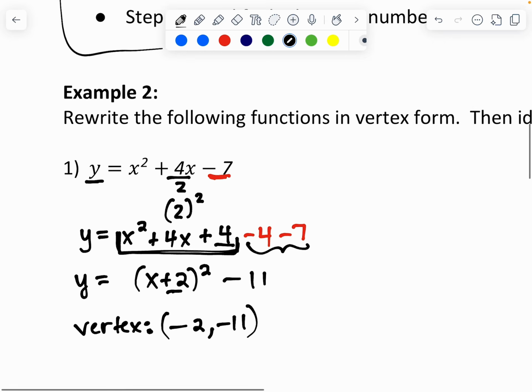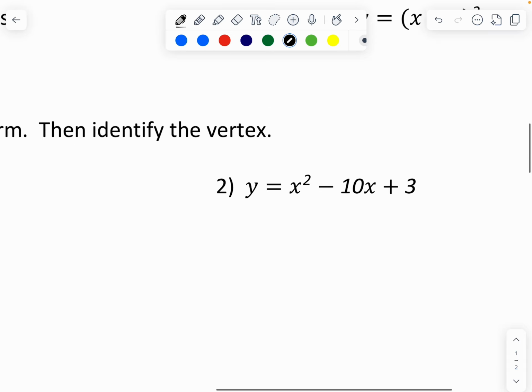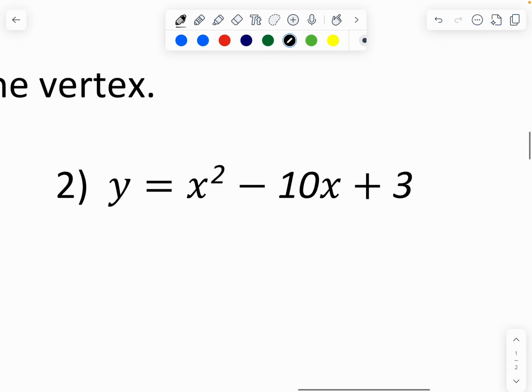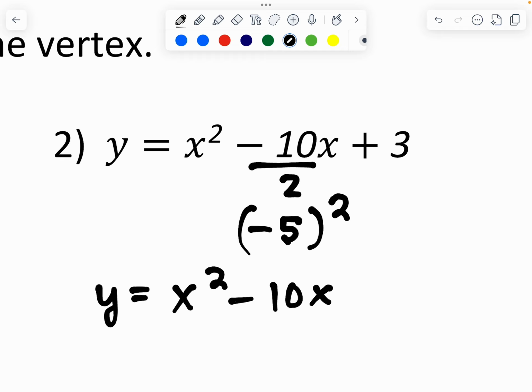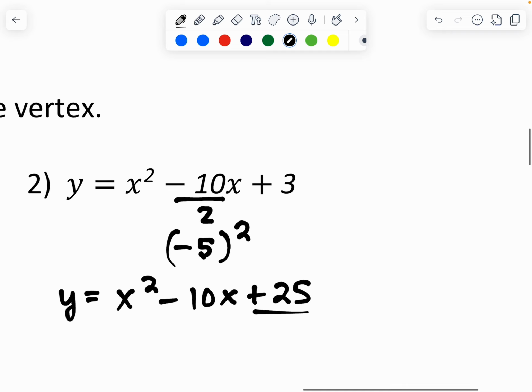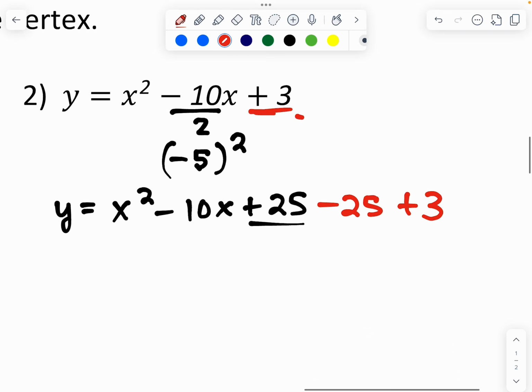Okay? All right, we're going to try another one. I'm going to do it with you again, and then I'm going to let you try a couple on your own. All right, I'm going to take -10, divide it by 2. I get -5, square it. Y equals x squared minus 10x plus 25, that's my blank, minus 25, and then plus 3. Bring that down, plus 3.